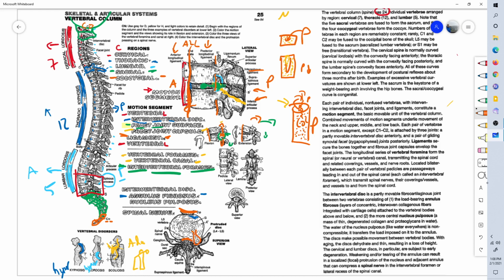So the most common kind of disc herniation is a posterior lateral disc herniation. Sometimes, certainly, it can push straight back like that. But most of the time, it'll squeeze out to the sides because of the protection of the posterior longitudinal ligament.